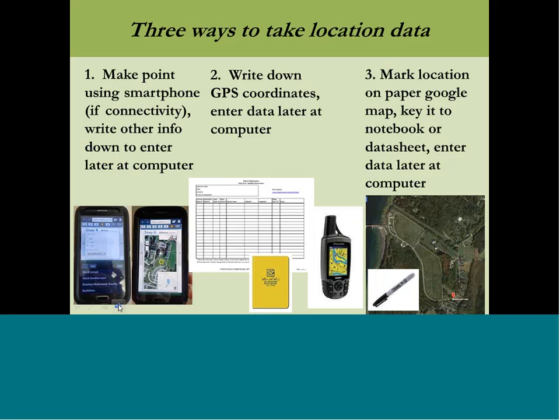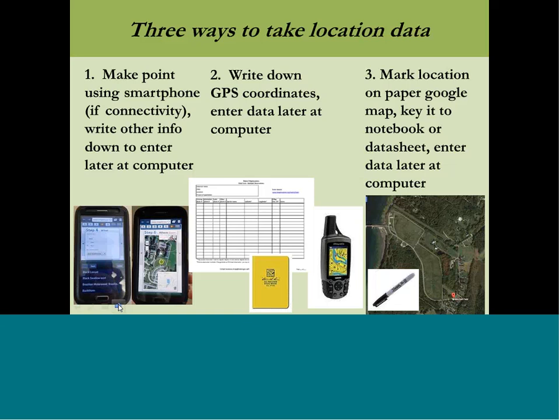It's who, what, where, when, and photos. And with smartphones, you can just take the photo and upload it as you make the point. If there was additional information that you wanted to record in a comments field along with the point, you could store that in your field notebook or write that on a data sheet or even on a scrap of paper. The second way would be to write down the GPS coordinates if you're carrying a GPS in the field and enter the data later at your desktop computer. I'm showing a simple data sheet in the middle there.